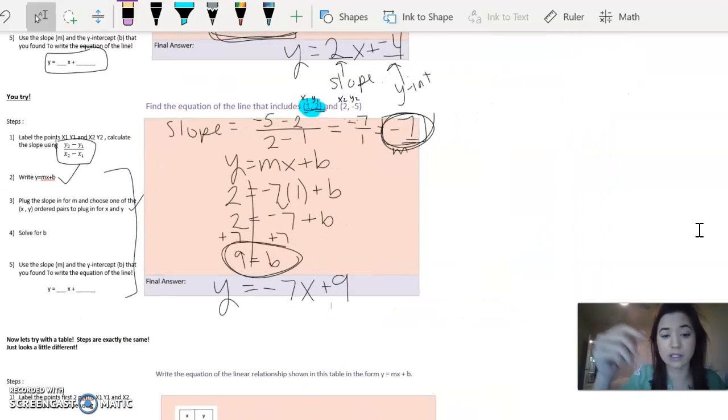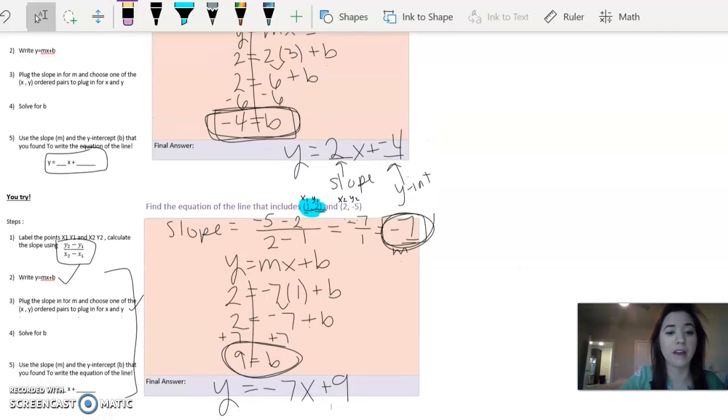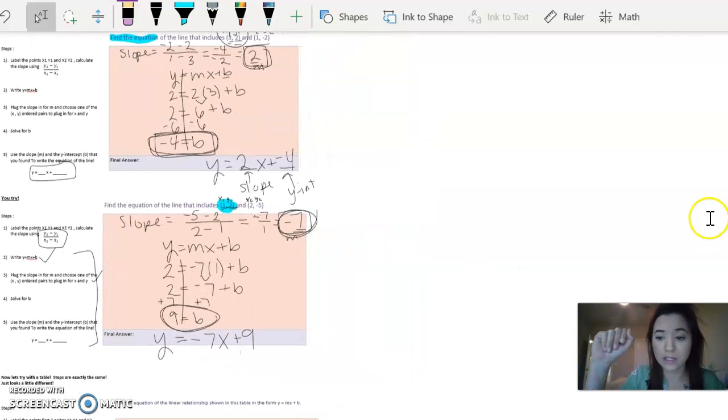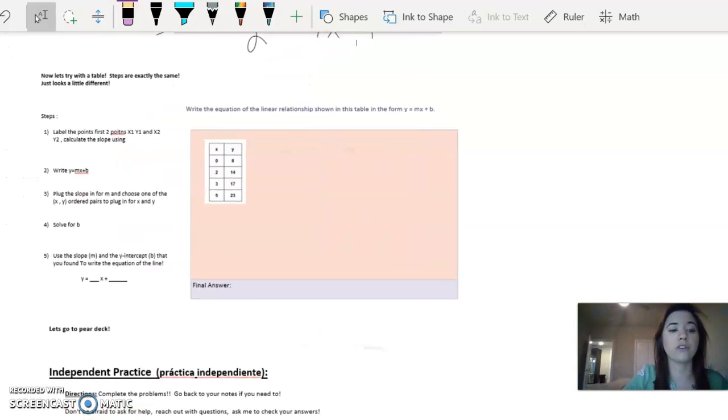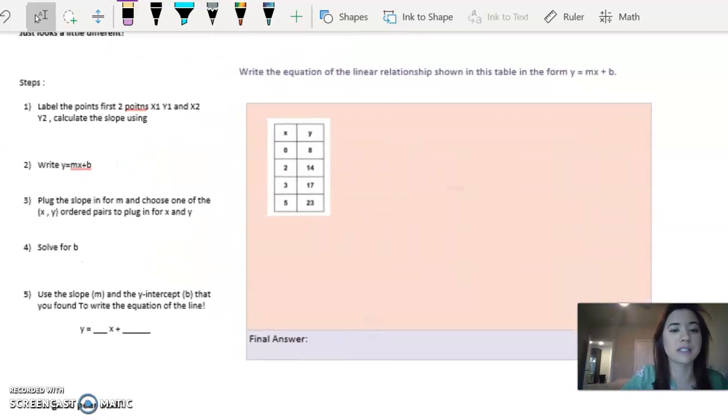Awesome. I know it's a lot again, but hang with me. Alright, if you don't have these written down, please make sure you have them written down. Your notes should be fully filled out here before your independent practice.